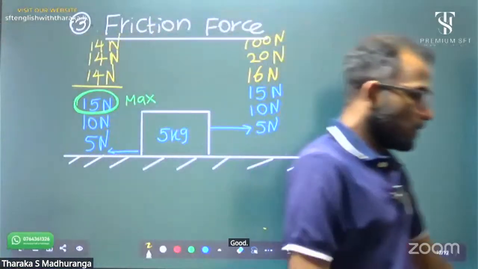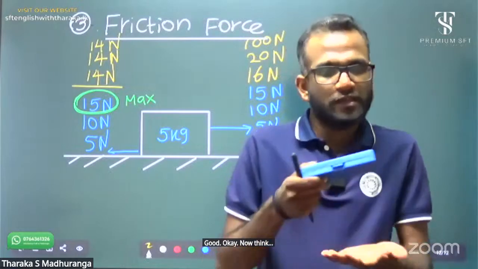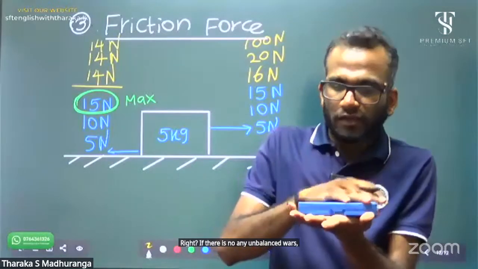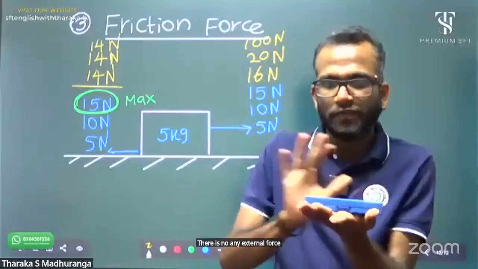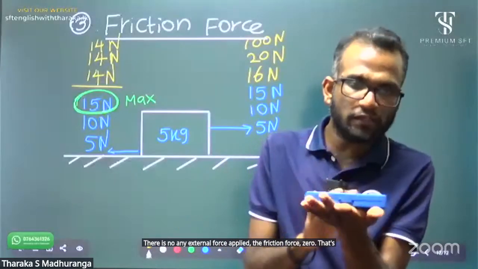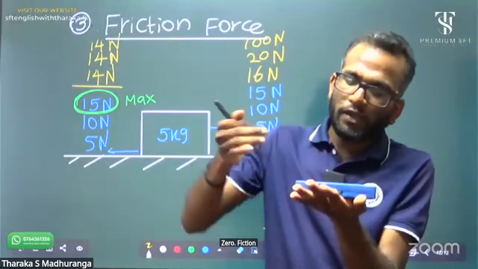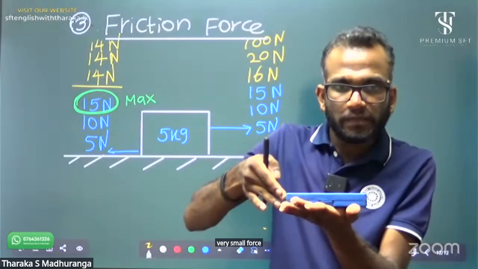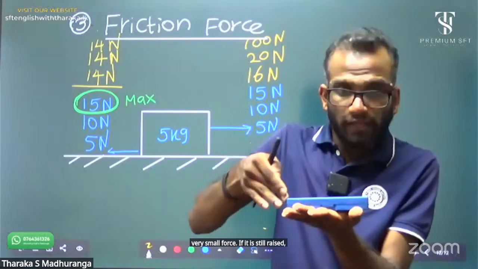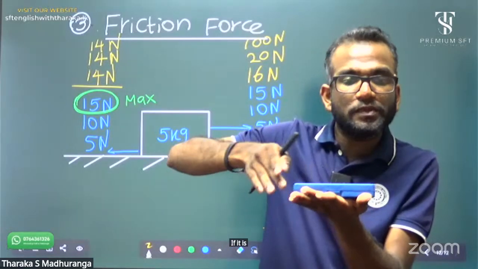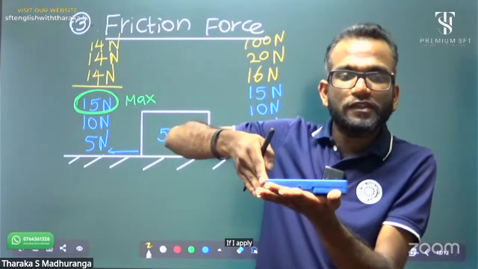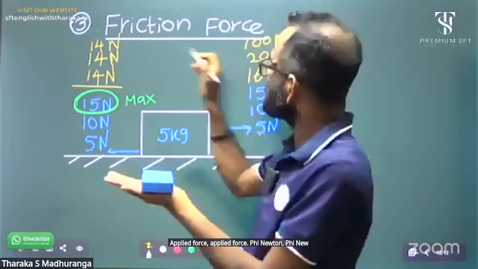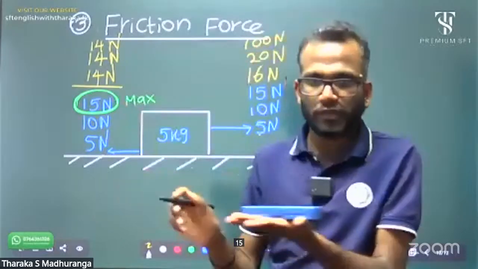Good. Okay, now think this is an object, right? If there is no unbalanced force, no external force applied, the friction force is 0. That's okay. There is no unbalanced force, so it's 0. If I apply 5 Newton, a very small force, and the object is still at rest, then the friction force equals the applied force. 5 Newton, 5 Newton, 10 Newton, 10 Newton, 15 Newton, 15 Newton.